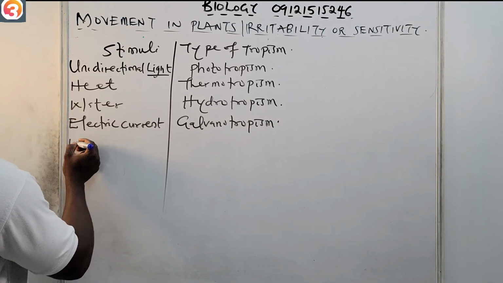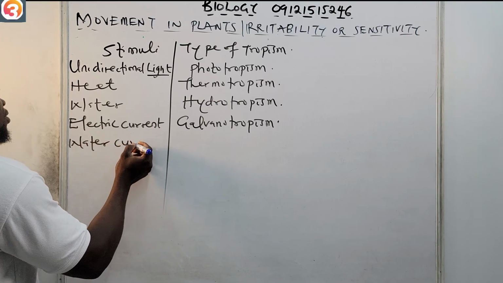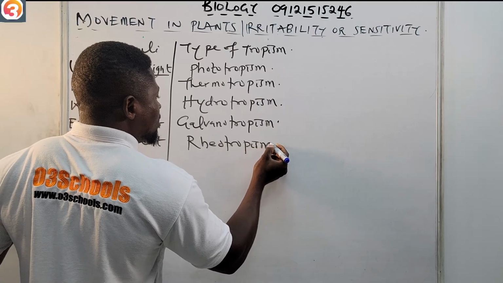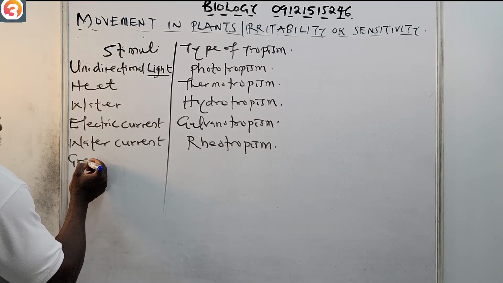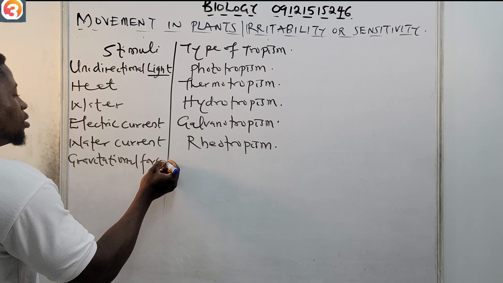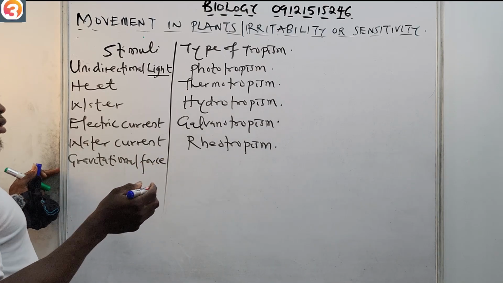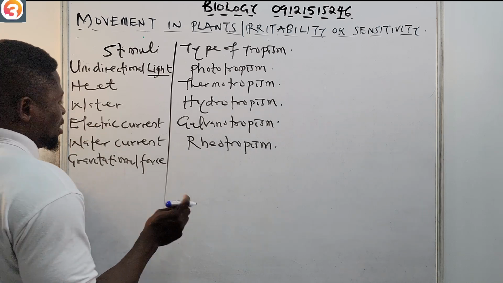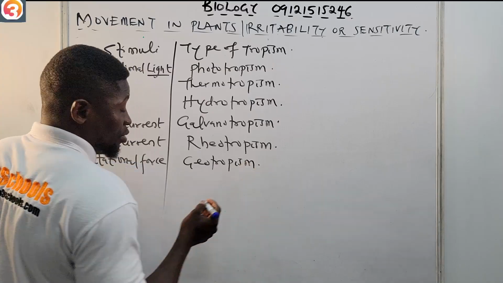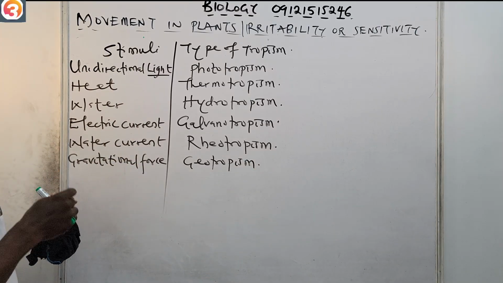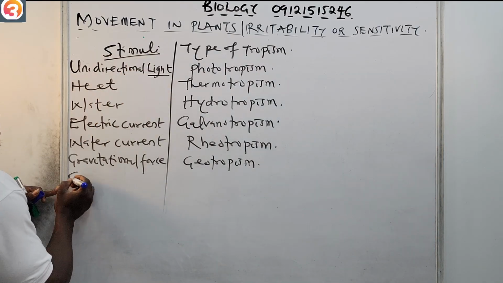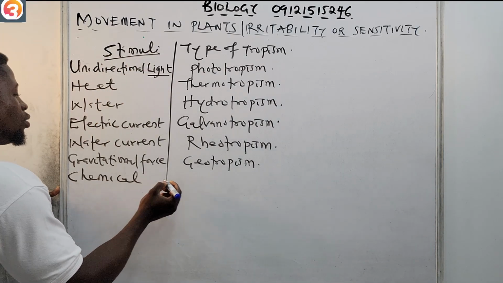If it's caused by water current, that one is called rheotropism. If it's caused by gravitational force, like the stem or the root of a plant, that's an example. That's called geotropism. Are we together? So if it's caused by gravitational force, it's called geotropism. If it's caused by chemicals, we call that what?